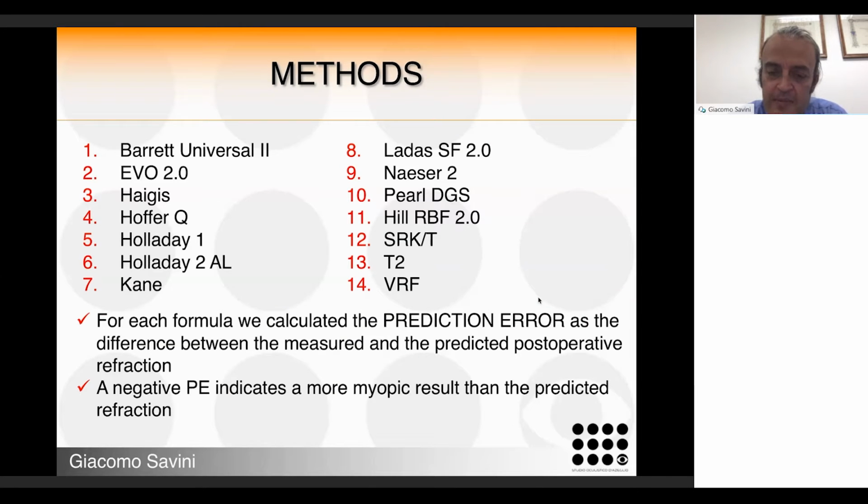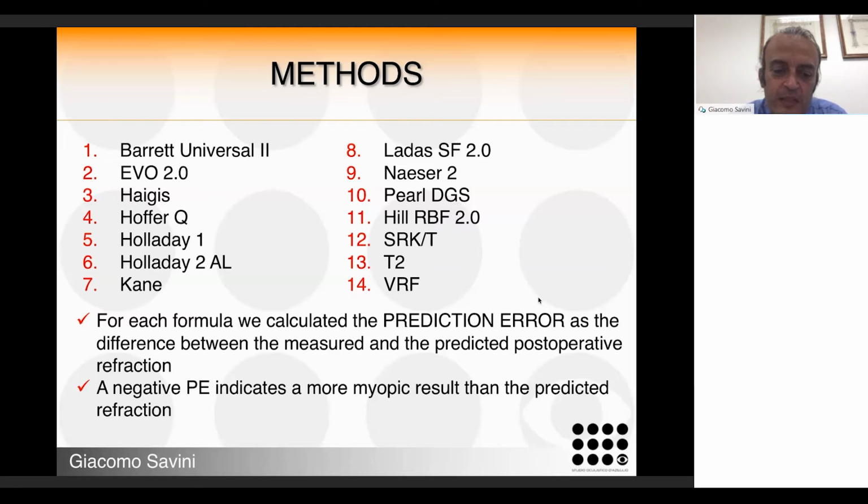And it took some time, but we wanted to test all formulas, even those that are not yet included in the Pentacam, because they have been made available maybe just 6 months ago. So we included the Barrett, Evo, Haigis, Hoffer Q, the one or the two with axial length adjustment, the Kane, Ladas super formula, Naeser 2, Pearl DGS, Hill RBF, SRK/T. The T2 is not a new formula. It dates back to 2010, developed by Dave Cook and other authors to improve the SRK/T, but it had no popularity, even if it's a very good formula. And finally, the Ukrainian VRF.